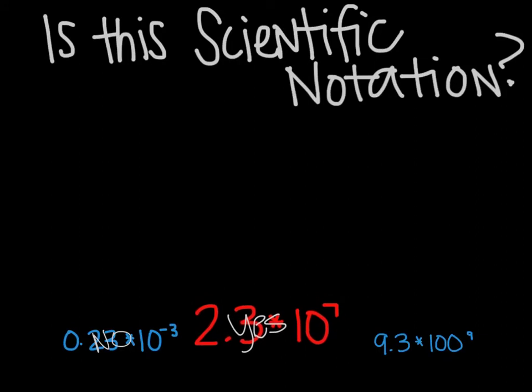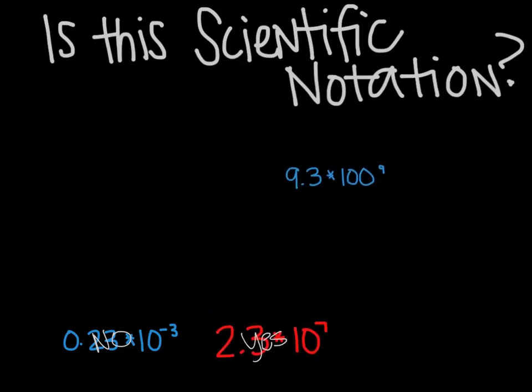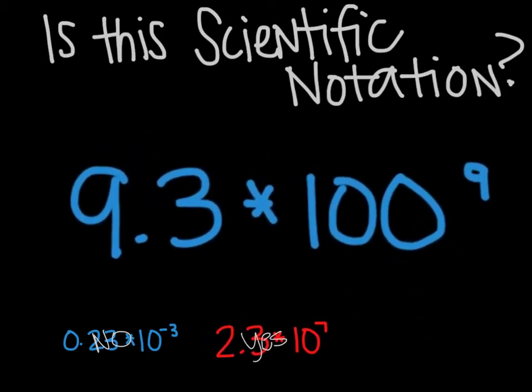That is scientific notation. And the last one, 9.3 times 100 to the 9th power. Look at A first. That is between 1 and 10. Times 100 to the 9th. 9 is an integer, but 100 is never what you're going to multiply. We're using a base of 10 and not 100, so the answer to that one is no.